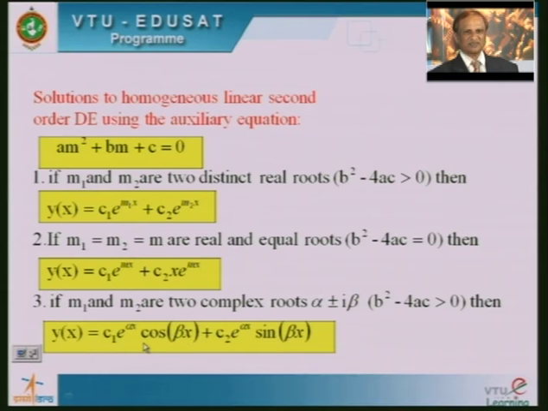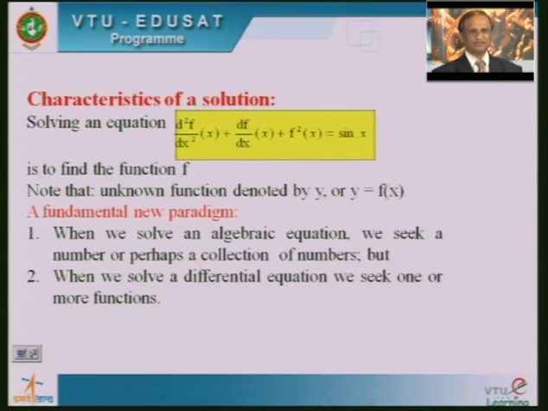Into the bracket, you can write c1 cos of beta x plus c2 sin of beta x. Or if you do not want to take out e to the power alpha x, you can multiply term by term, as I have written here: c1 e to the power alpha x cos beta x plus c2 e to the power alpha x sin beta x. Or you can take e to the power alpha x outside. So, friends, depending upon the nature of the roots, we are able to write down the solution of the second order differential equation.